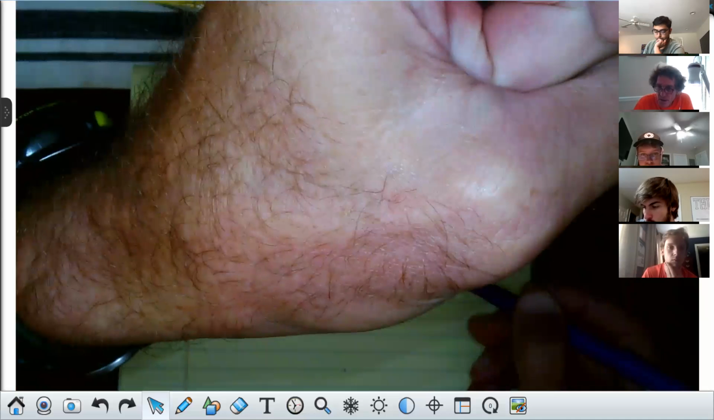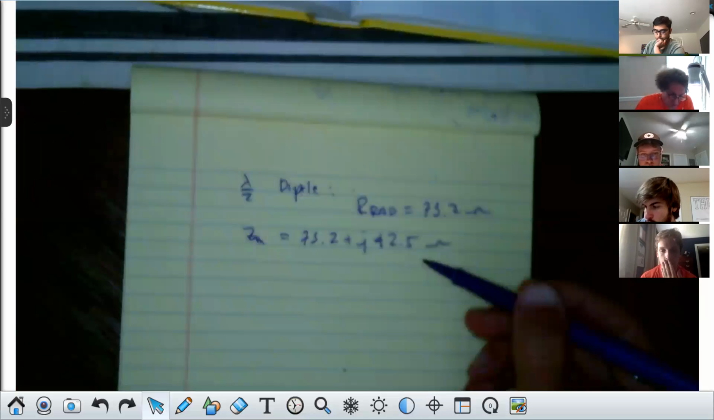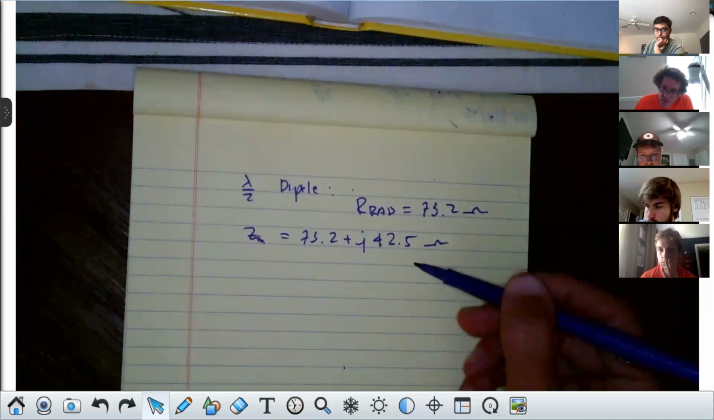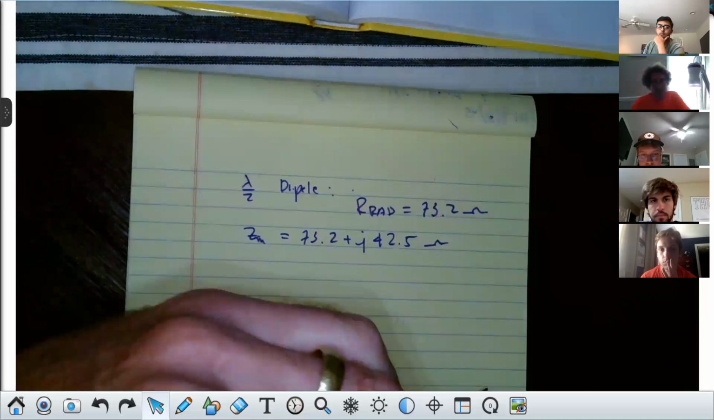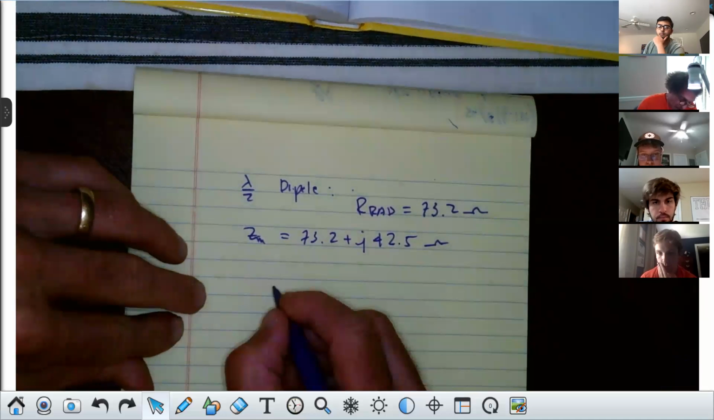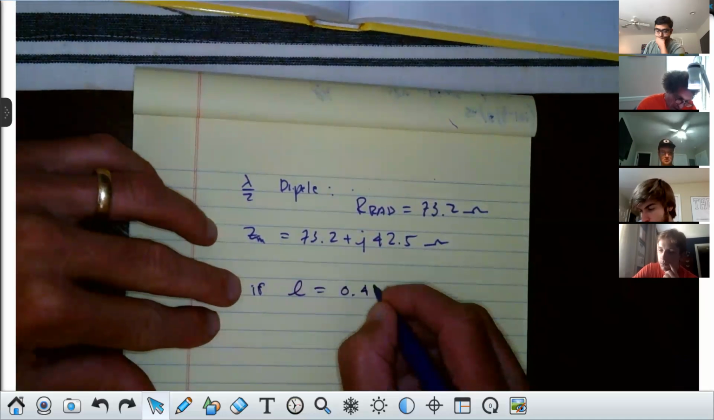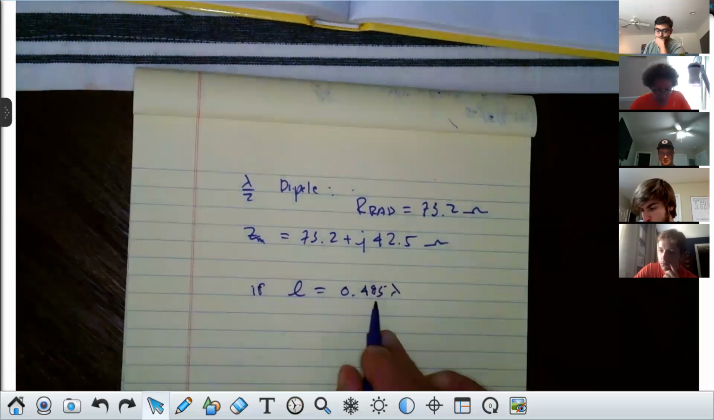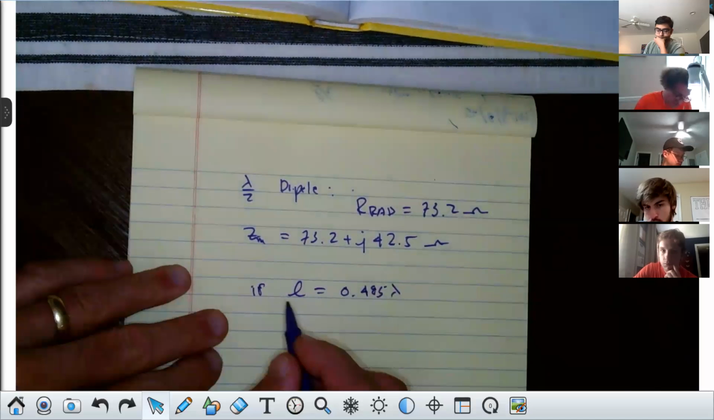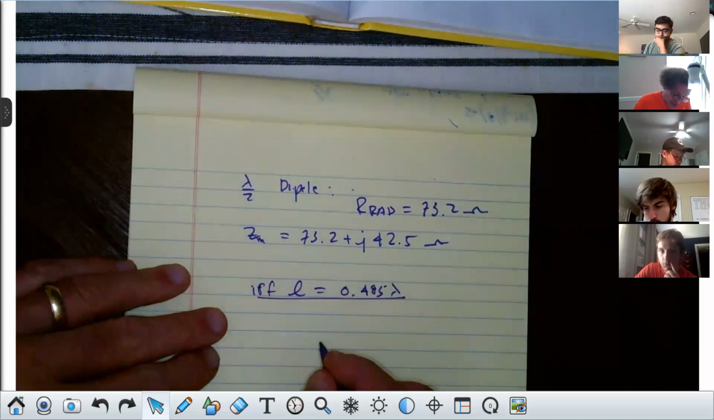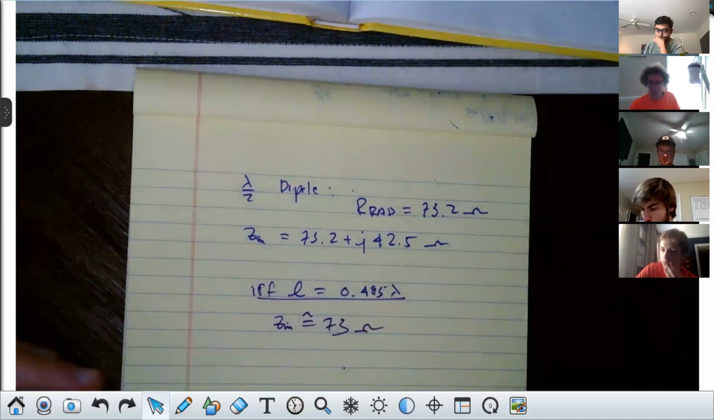Now, probably as engineers, you can appreciate that diameter should make some difference in the actual impedance, and it does in the reactive component. But this is the beautiful thing. Most of the time when they say it's a half-wave dipole, it's not really a half-wave dipole. What they do is this: if L, the length of the antenna, is 0.485 lambda, so not exactly a half wave, and if and only if this happens, then Zn is strictly 73 ohms. There is no reactive component.